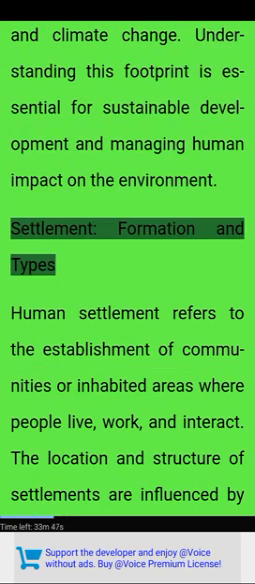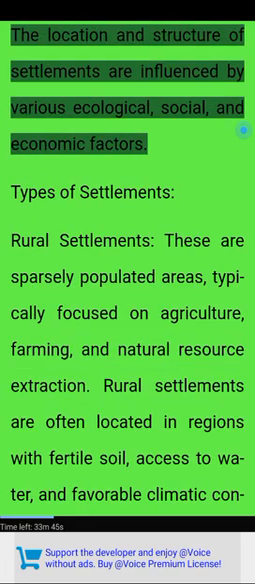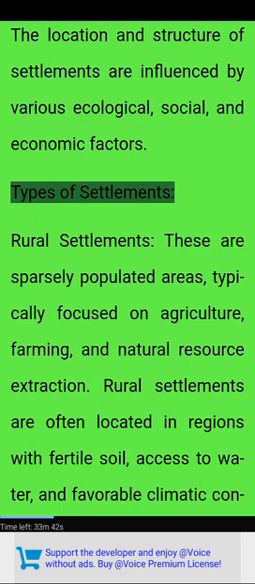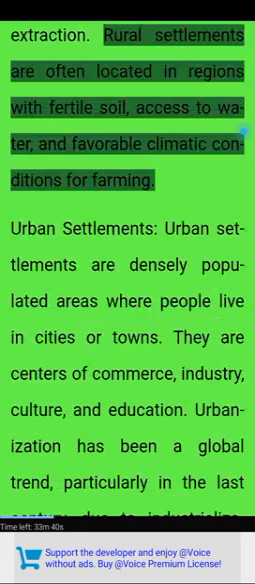Settlement, formation, and types. Human settlement refers to the establishment of communities or inhabited areas where people live, work, and interact. The location and structure of settlements are influenced by various ecological, social, and economic factors. Types of settlements. Rural settlements. These are sparsely populated areas, typically focused on agriculture, farming, and natural resource extraction. Rural settlements are often located in regions with fertile soil, access to water, and favorable climatic conditions for farming.